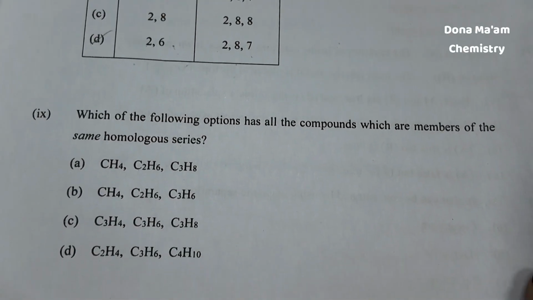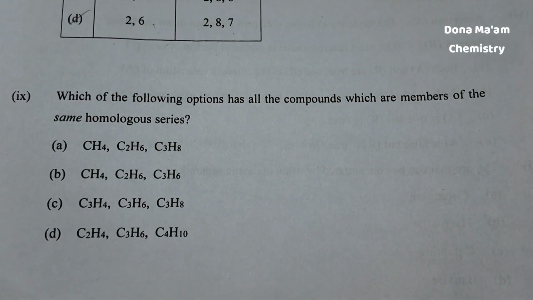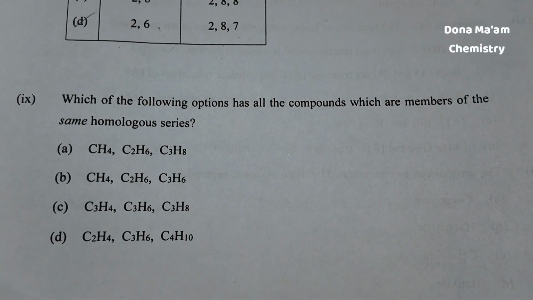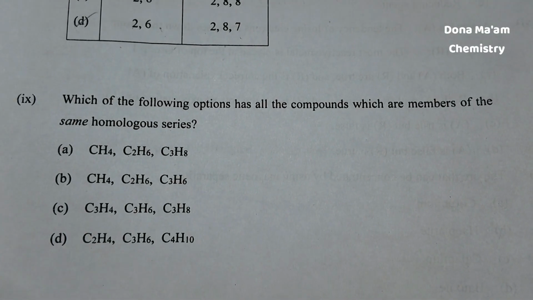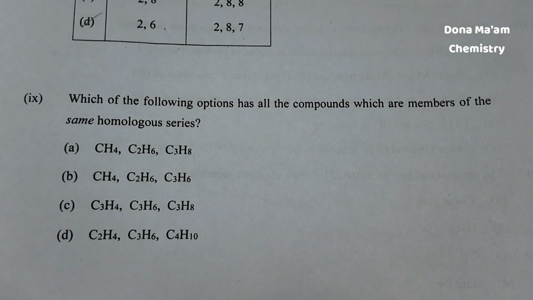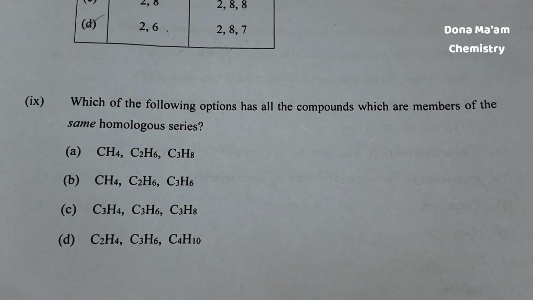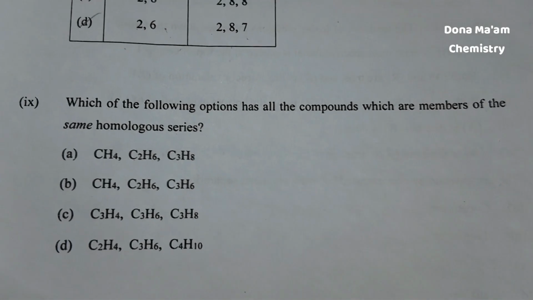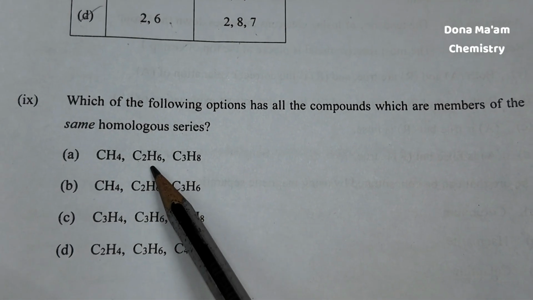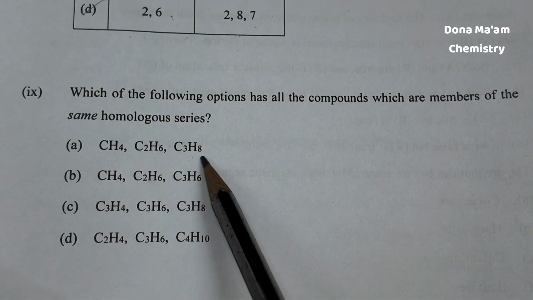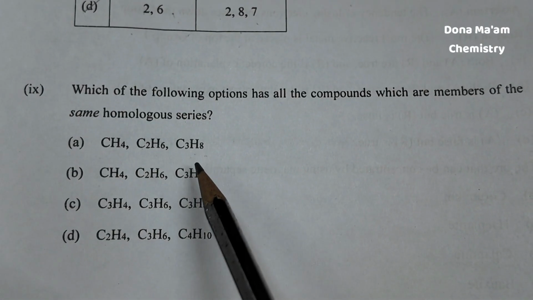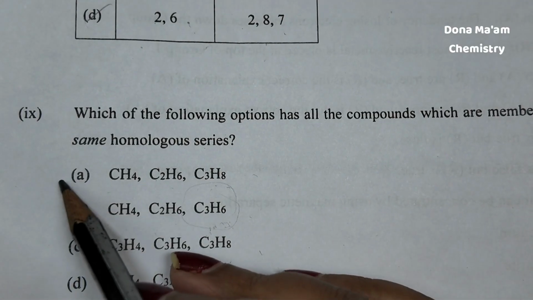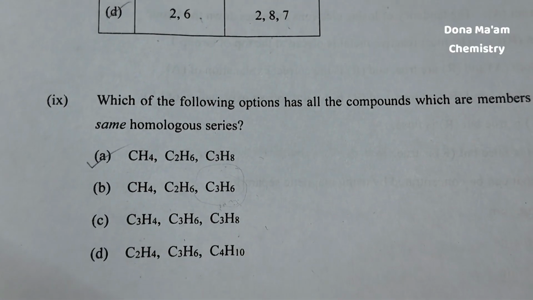Next. Which of the following options has all the compounds which are the members of the same homologous series? So again from organic and from homologous series. So we know homologous series means the compounds belonging to the same group consisting of the same general formula. So let's check. Okay, this is methane, ethane, and this is propane. So they are all belonging from the alkane series having general formula CnH2n plus 2. Option number A goes the correct answer.